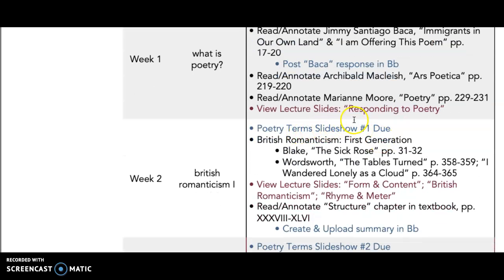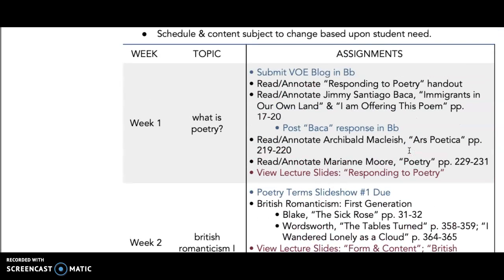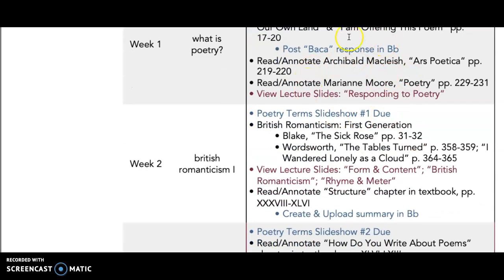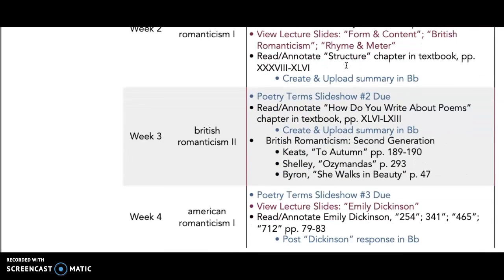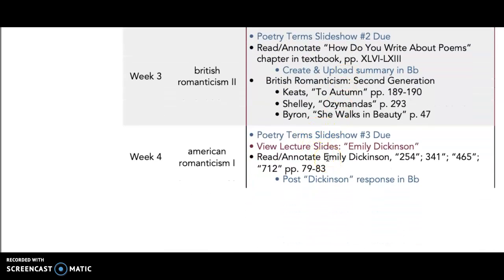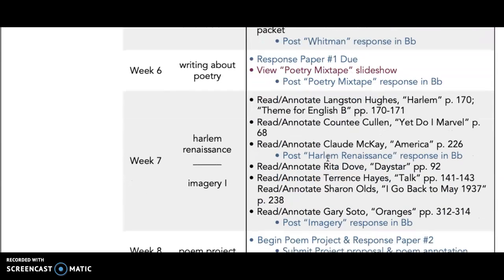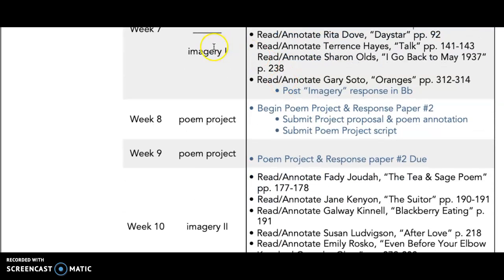You'll see we have these poetry term slideshows that you'll be completing for the first few weeks. We go essentially in chronological order, starting after we discuss what is poetry. Then we go back to the British Romantics in the 18th century, forward to the American Romantics in the 19th century, Emily Dickinson and Walt Whitman, and then we jump into the more contemporary poetry. We have the Harlem Renaissance, and then you'll see we have our poem project.